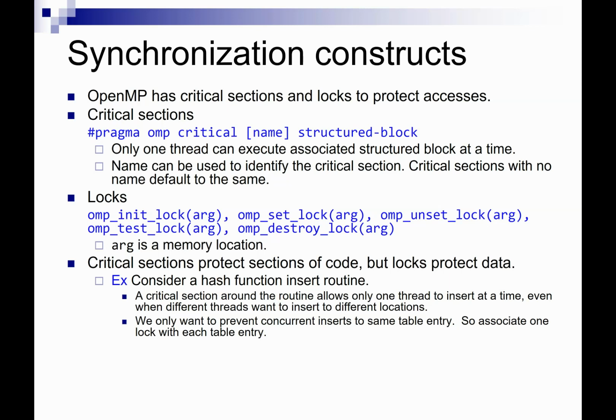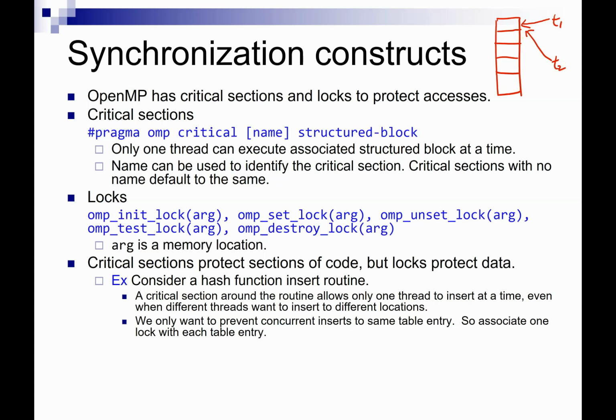But maybe this isn't what you want. If you have a hash table like this, and the different threads are inserting into different locations, so thread 1 is inserting here and thread 2 is inserting here, there's no problem having both of these run in parallel. But if you use a critical section, then either T1 can insert or T2, but you cannot run these in parallel. What you do want to protect is that you don't want T1 and T2 to write to the same location at a time.